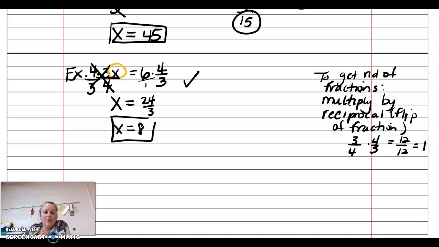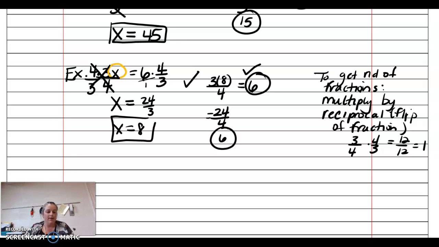I'm going to check, so I get 3 times 8 over 4 equals 6. Okay, 6 is already done. 3 times 8 is 24 over 4, which is 6. Both sides are the same. So we're good to go here. And I think that's it for right now.